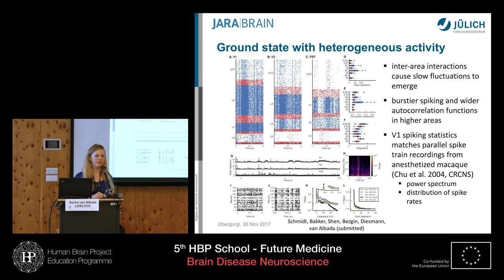And that seems to be related to the fact that in higher areas you have lower neuron densities, but the volume density of synapses is more constant across areas, and it causes neurons in the higher areas to receive more synapses per neuron, and it also increases the variability of their inputs, and that seems to be related to this burstier spiking, but we're investigating this.